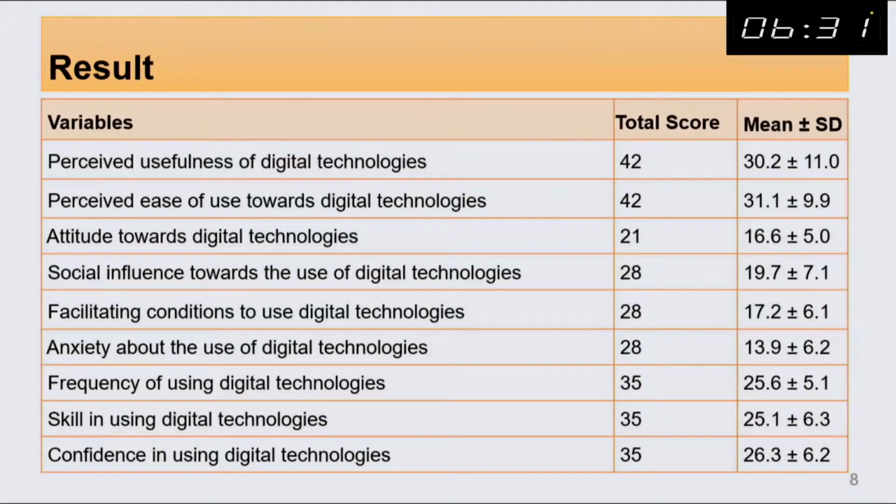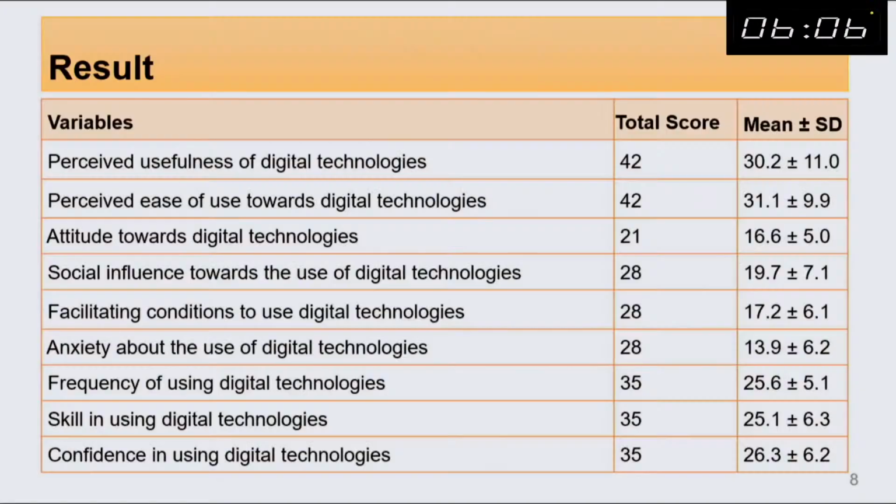So this table shows the calculation of total score, composite and mean score of each of the dependent and independent variables. Here I just want to highlight the score of the dependent variables, that is frequency, skills, and confidence, where the total score was 35 and the mean score of frequency was around 25, that is around 73%. For skill it was 25, around 71%, and for confidence it was slightly higher, around 74%.